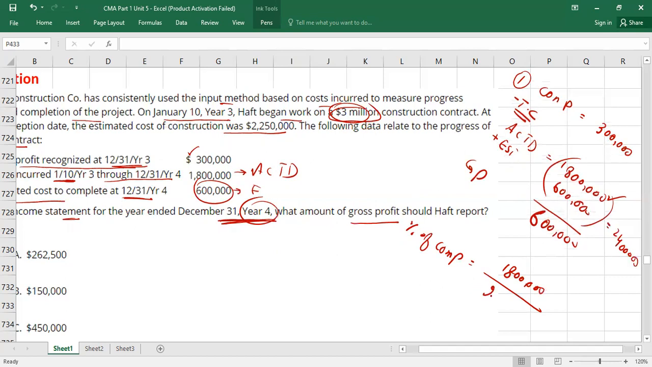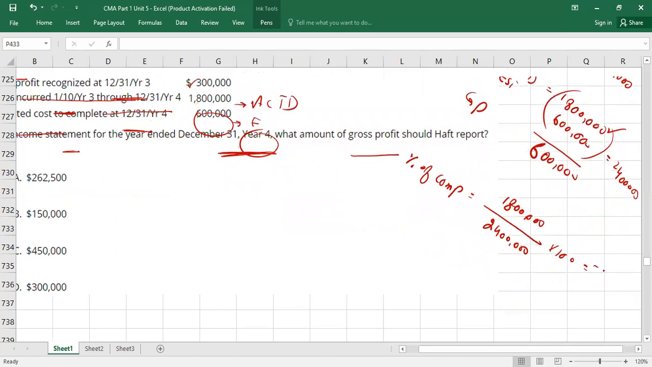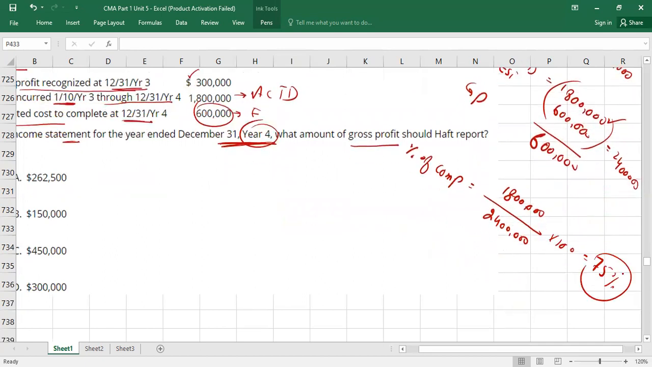2.4 million. You will divide the total 2.4 million and multiply by 100. Can you tell me what is the GP or what is the percentage completion? It will be 75%. Understood? And now you have to calculate what? Gross profit for year 4. So first you will calculate what? Cumulative GP.